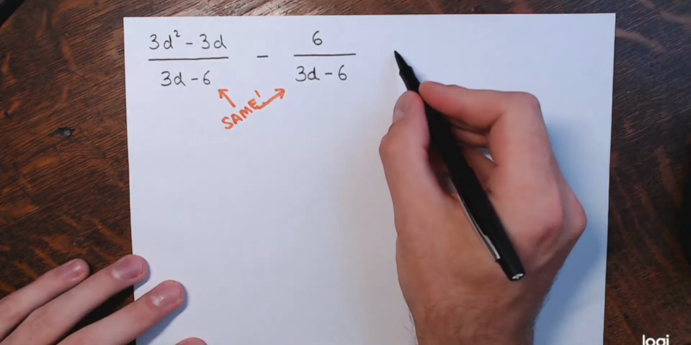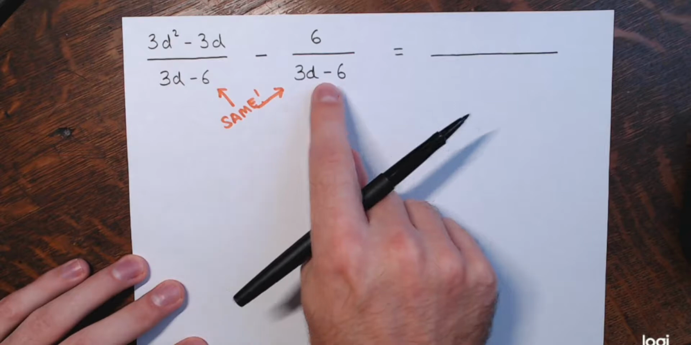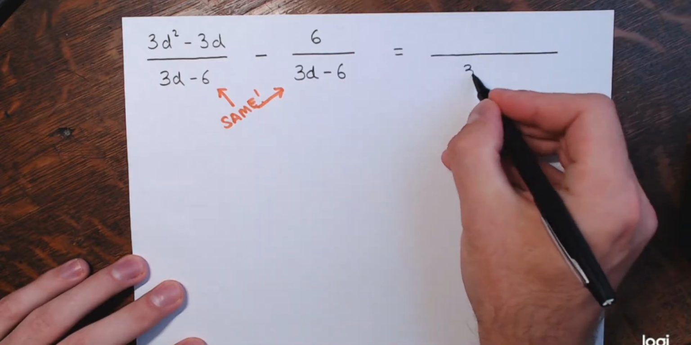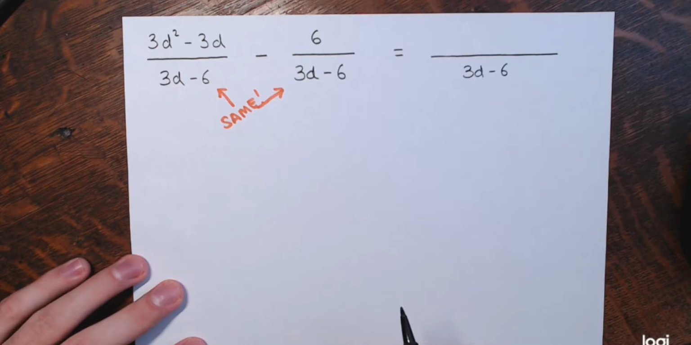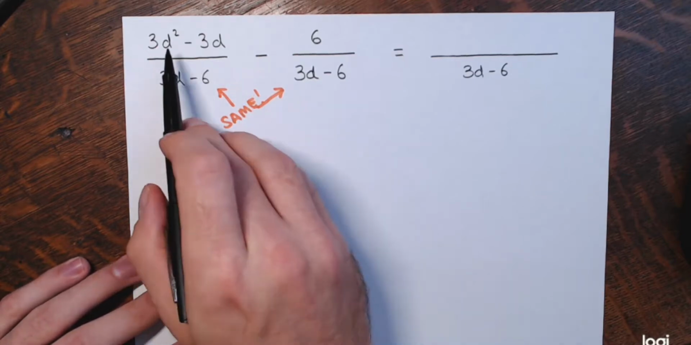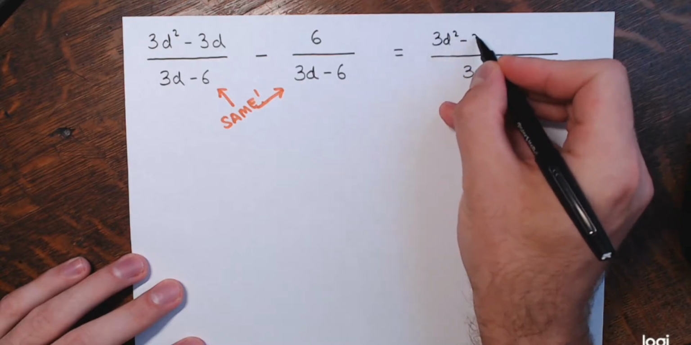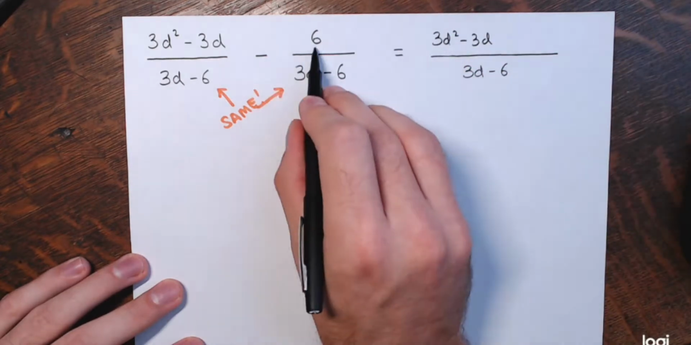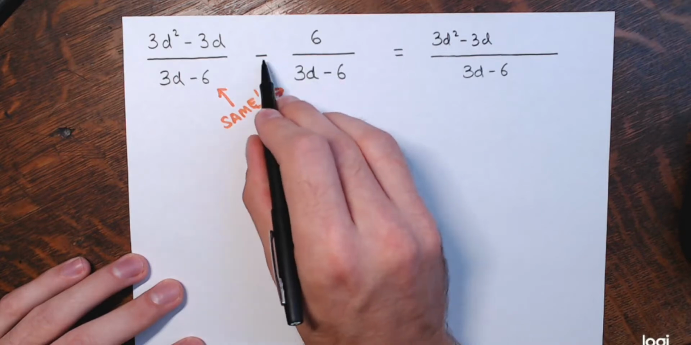So I can now put them together. And that common denominator will be the denominator of the difference. So I'm writing 3d minus 6 again in the denominator. And it's the numerators I'm combining. So I'm taking the first numerator, 3d squared minus 3d, and then subtracting every term from the second numerator. But there's only one term, so I can just write minus 6.